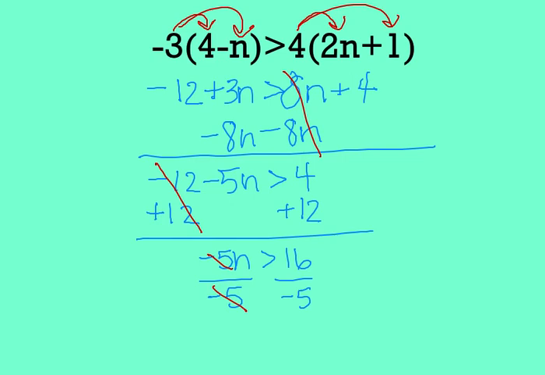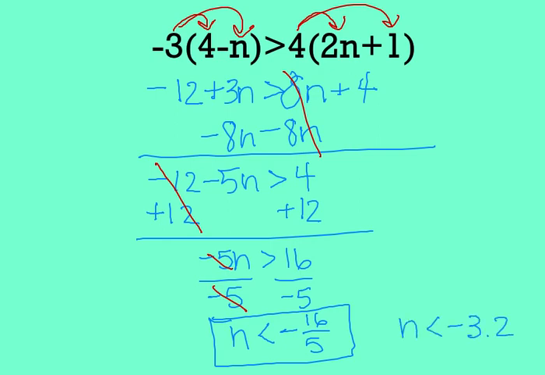These negative 5s will cancel. Now, since we divided by a negative, that means we're going to need to flip over our inequality symbol. So this is going to become less than. 16 is not evenly divisible by 5, and 16 over 5 does not reduce. So I'm just going to leave that as negative 16 fifths. If you wanted to turn it into a decimal, you could. It would be negative 3.2. So this would be another option for an answer that would be acceptable on a test.